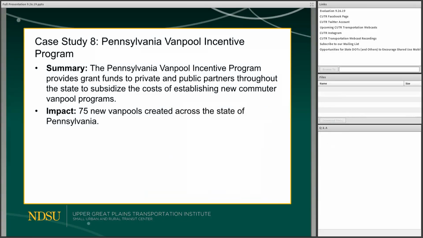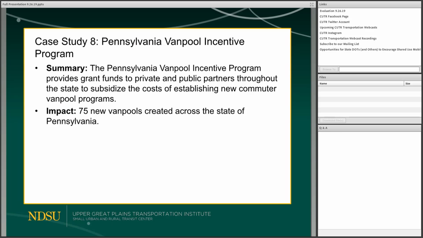The last case study that we have conducted in our research effort is the Pennsylvania Van Pool Incentive Program, PVIP. To cover statewide shared use mobility initiatives, we have profiled the PVIP program in our case studies. PennDOT launched PVIP in 2018 to provide an economic incentive to create new van pools and ultimately an affordable commuting option for workers across the state.